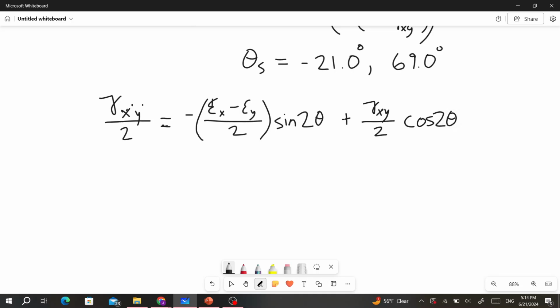Okay, so if we plug in, we know what epsilon x is, we know what epsilon y is, we know what gamma xy is. Let's use theta s equals -21 degrees and see what we get. So we're going to evaluate this at theta s equals -21 degrees. We will get 67.3 microstrain.